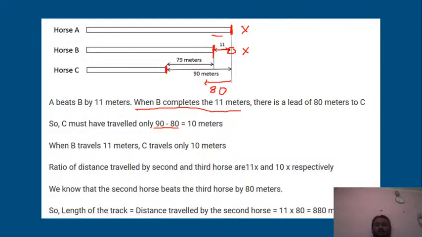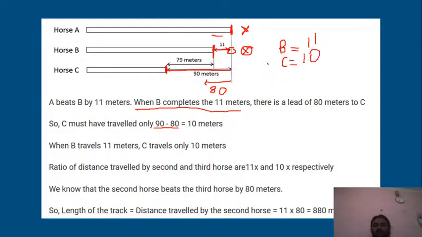When A is at the finishing line, A beats B by 11 meters and A beats C by 90 meters. So when A is at the finishing line, B is 11 meters from the finishing line and C is 90 meters from the finishing line. When B reaches the finishing line, C is 80 meters away from the finishing line. So when B covers 11, C is only able to cover 10.